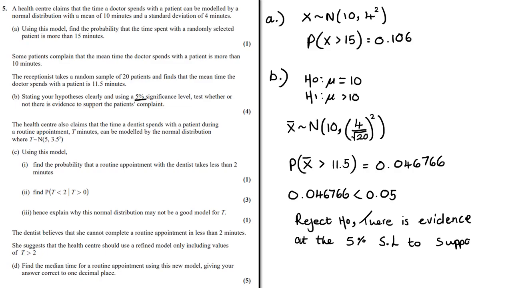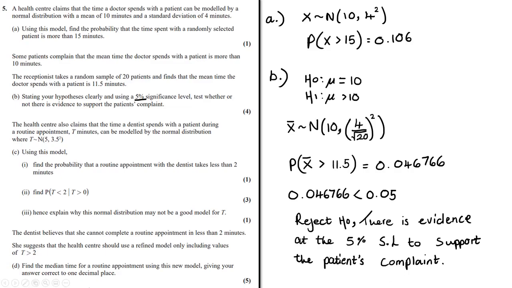Okay, so we always just link it back to the question and just show the examiner that we do understand the context of the question and how to link that to whether we accepted or rejected H0. So that's to support the patient's claim. I can't do English, that should be after the S, but you know what I mean. There we go. So that's part B. So that gets us the 4 marks there, and that's all we need. So that's part B done.